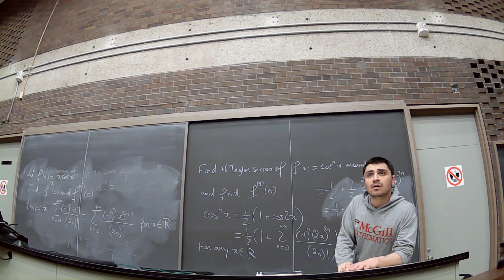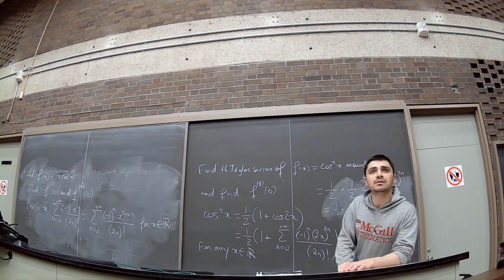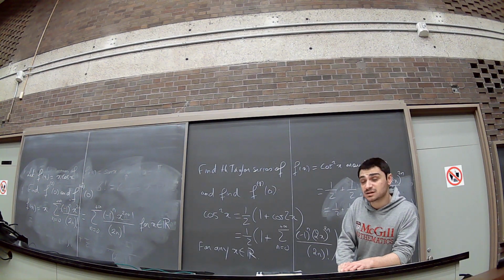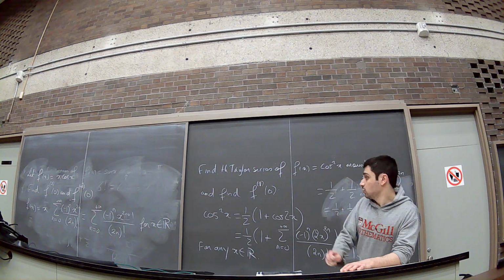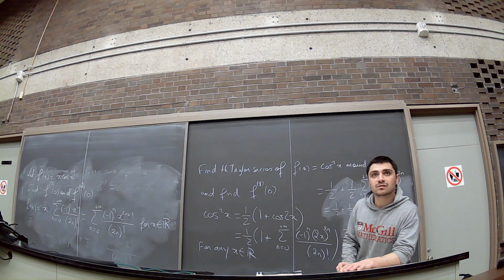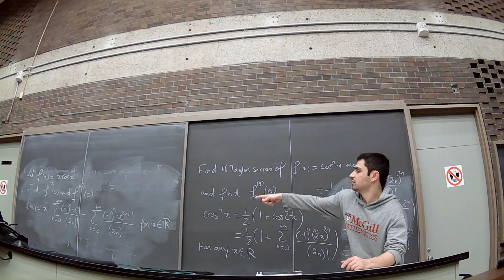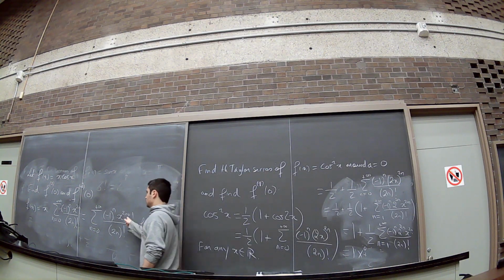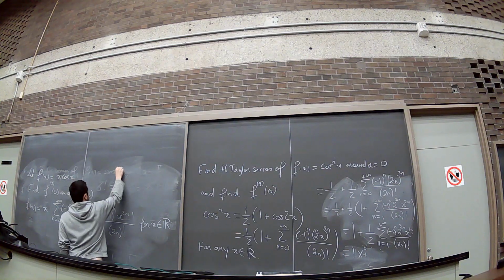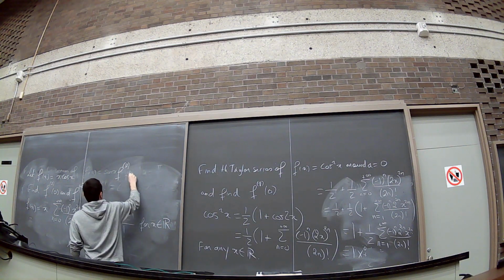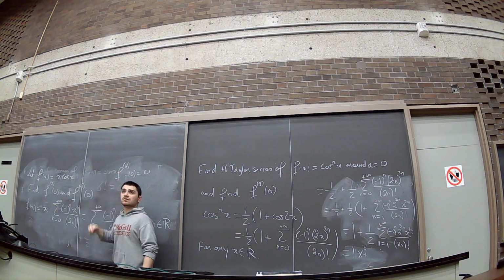Agree? What is f^(12)(0)? Immediately, the 12th derivative at 0, what is it? It's 0. Why is it 0? Thank you. It's an even number, and x times cos x can only have odd powers of x. The powers of x cannot be even, right? So f^(12)(0) is equal to 0.